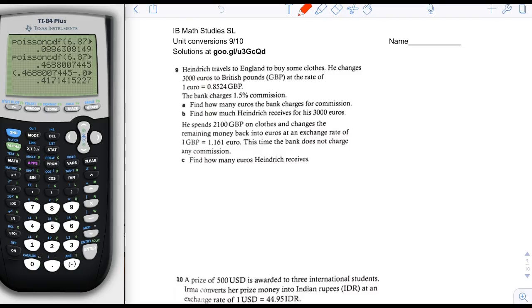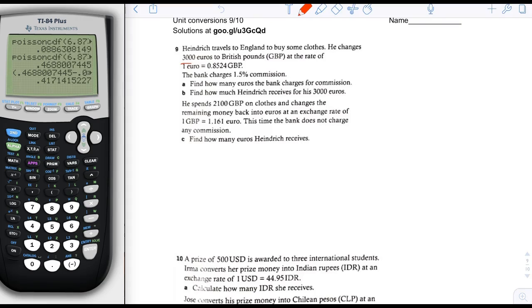Here's page 9 of unit conversions, number 9. Heinrich travels to England to buy some clothes. He changes 3,000 euros to British pounds GBP at the rate of 1 euro equals 0.8524 GBP. The bank charges a 1.5% commission. How many euros does the bank charge for commission?